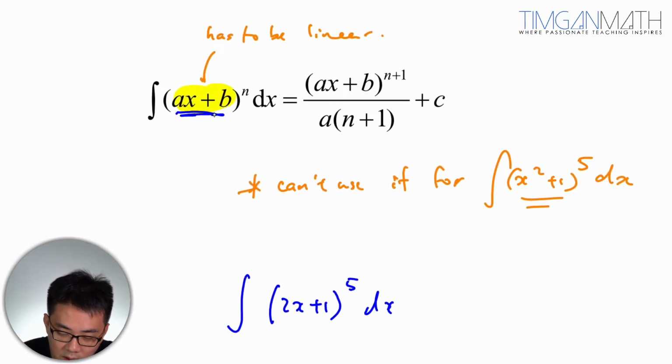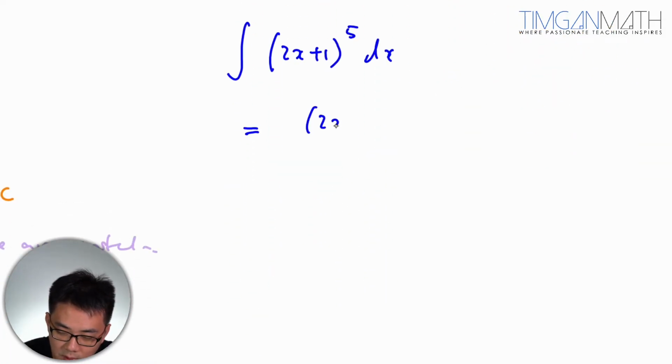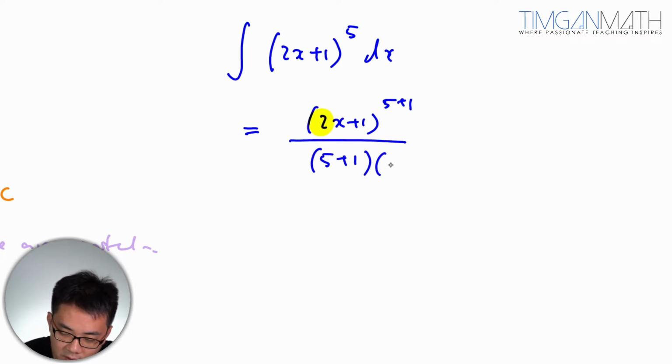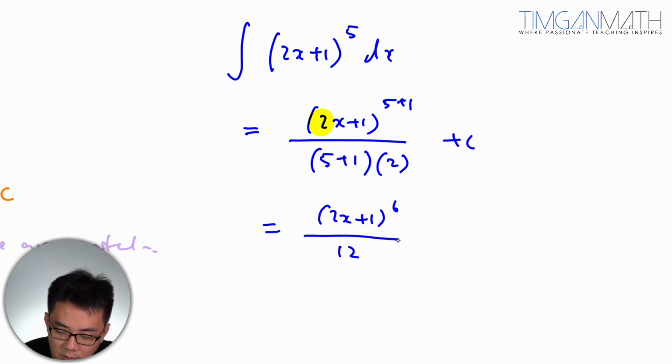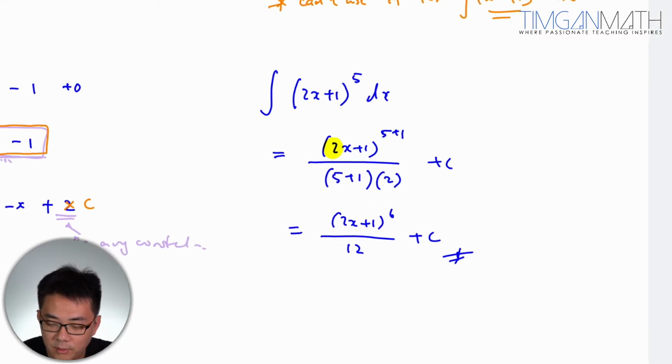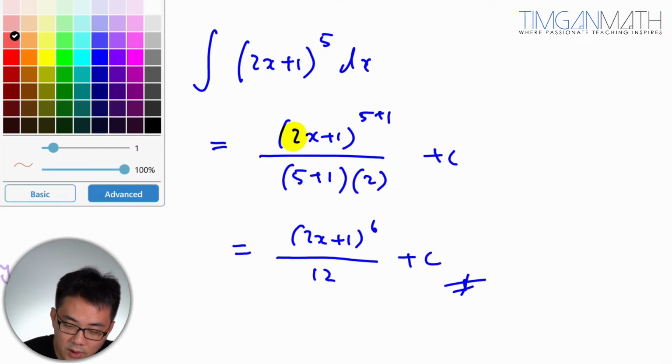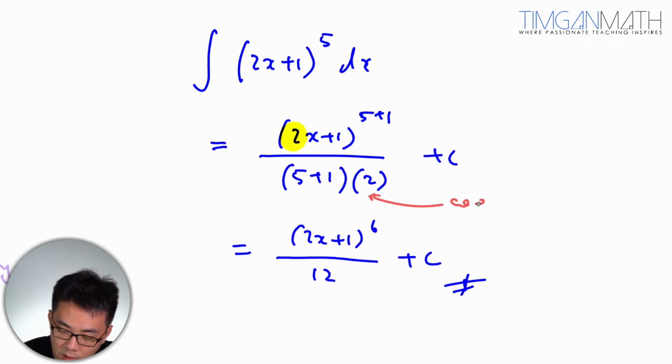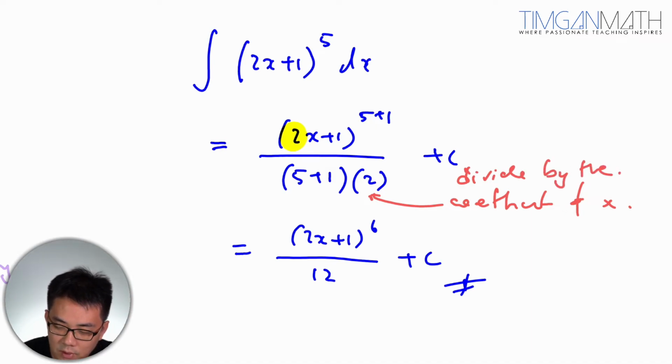Obviously, you can do it as per normal. So you just integrate this as per normal. What you do is just 2x plus 1, then 5 plus 1 over 5 plus 1. But remember to divide by the coefficient of x, okay? So divide by the coefficient of x, which will be 2, and put a plus c here. So this will be 2x plus 1 to the power 6 over 12 plus c. It's very important. A lot of times students forget to divide by the coefficient of x. Okay, divide by the coefficient of x.